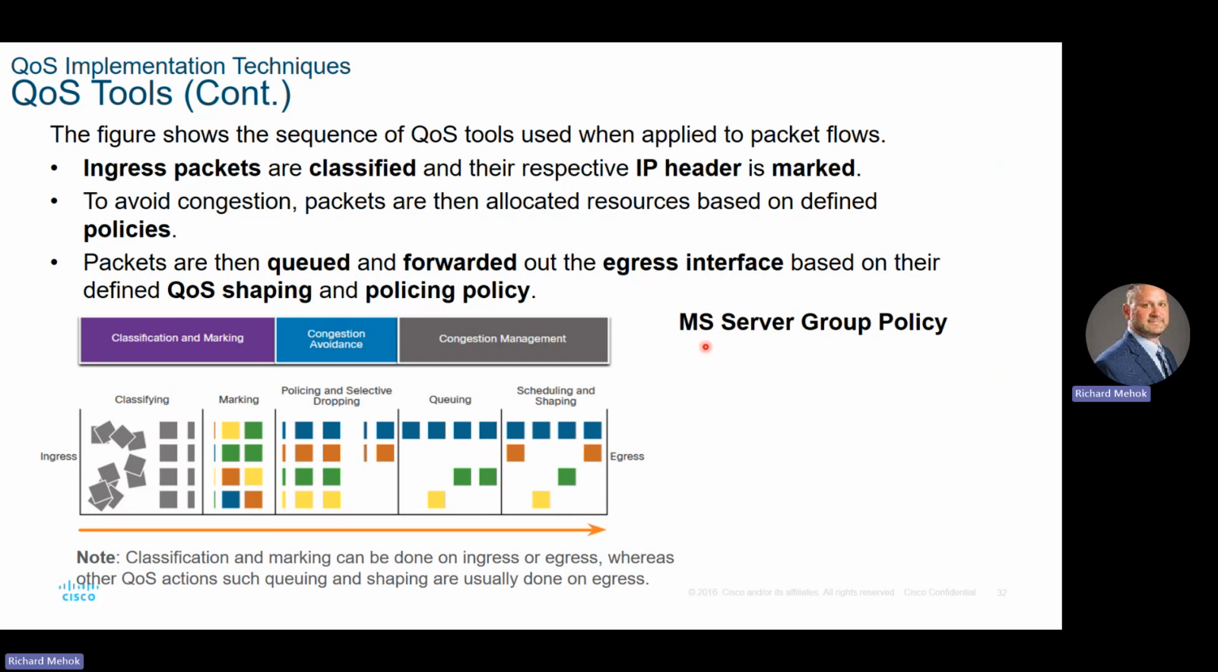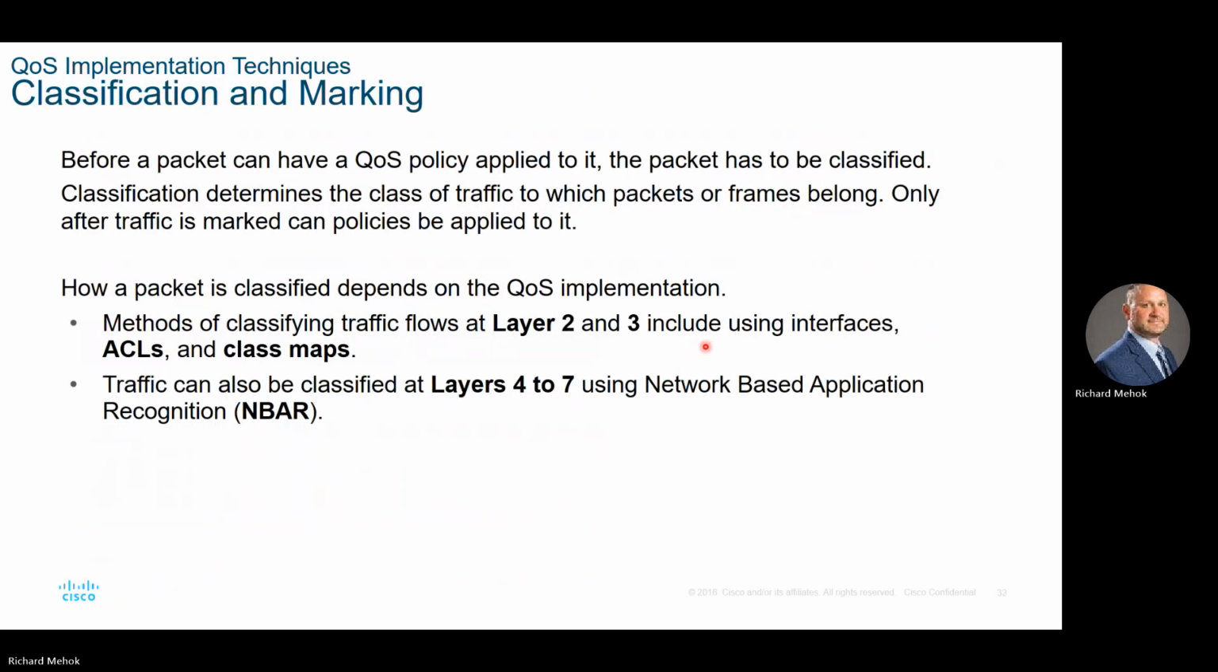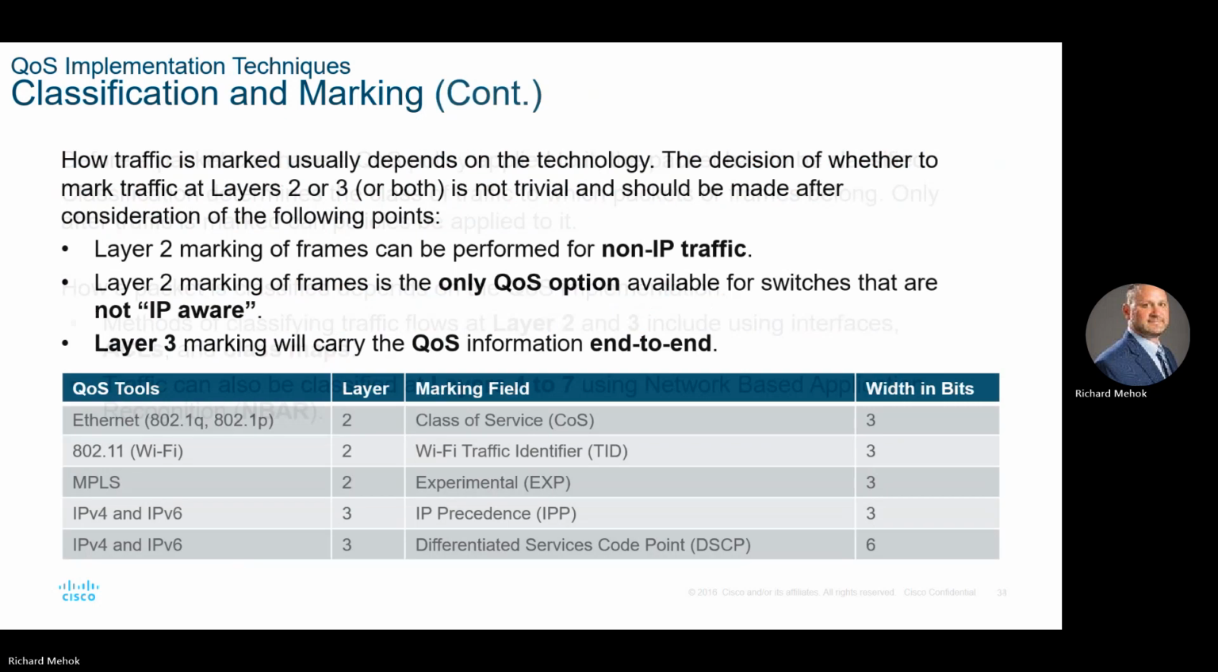And the policies, if you do any server, the group policy, edit group policy, that's kind of similar. We're going to use layer 2 and layer 3 interfaces. We're also going to use ACLs and class maps. Layers 4 through 7 can help with congestion, but it's going to use network-based application recognition, which we don't have. We can actually put marking on non-IP traffic. Only quality of service option is available on non-IP aware switches. Layer 3 will carry the quality of service to the end.